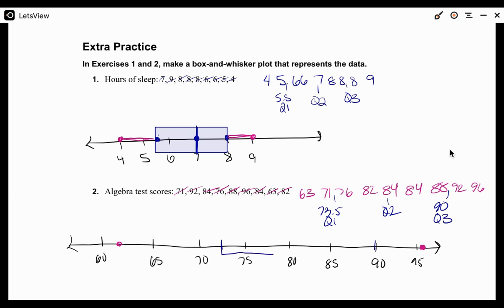So let's draw our box. Okay, and then our median is at 84, which is about right here. So quartile 1, quartile 2, quartile 3, and then our whiskers.